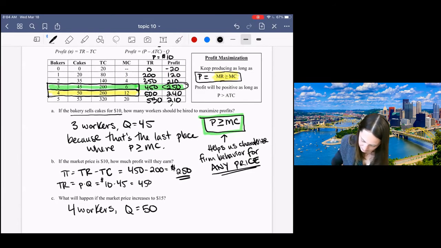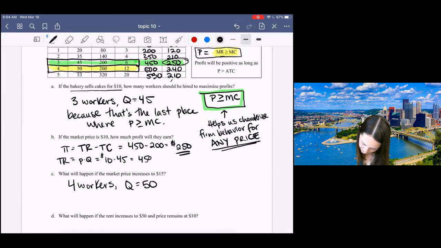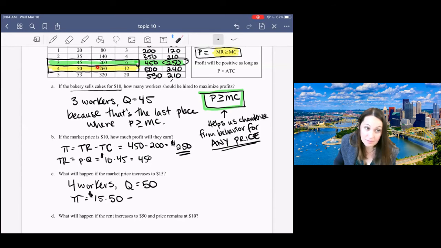And let's go ahead and calculate profit. In this case, profit would be 15 times 50, price times quantity, minus my total cost of $260. And that's going to give me a profit of $490.